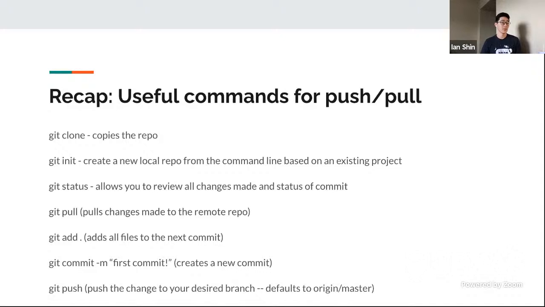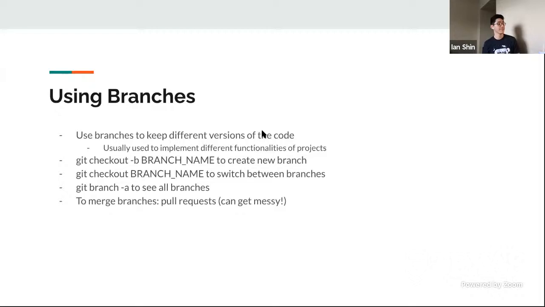Git add dot or git add with a file name is going to add the files to the next commit. And git commit with the message is going to create a new commit. And git push is where you're actually going to see the change on GitHub, like the website itself, and it's going to push the change to your desired branch or the master branch. So next we're going to go over branching, I believe.